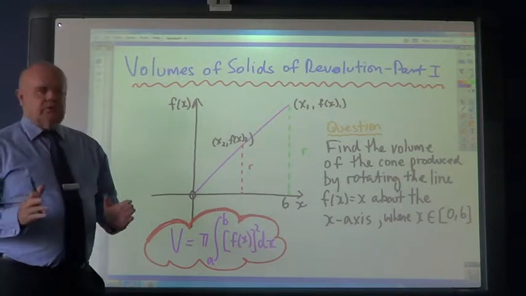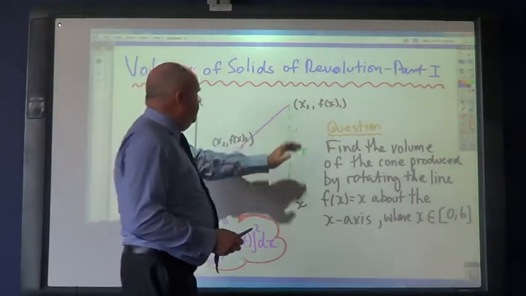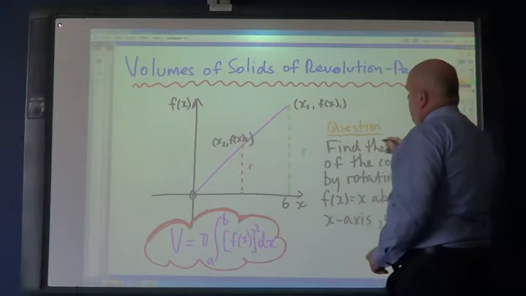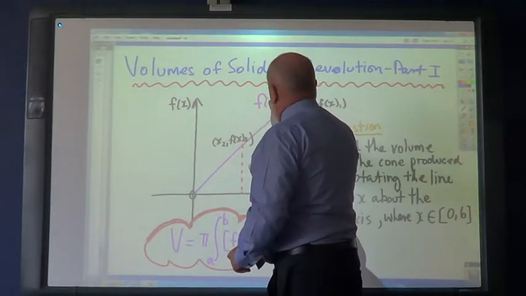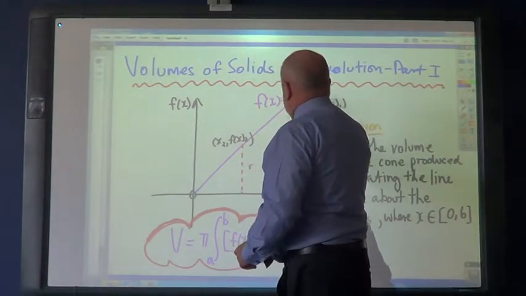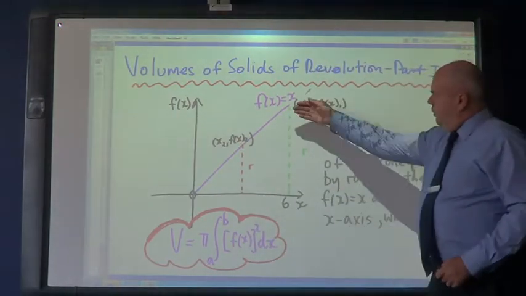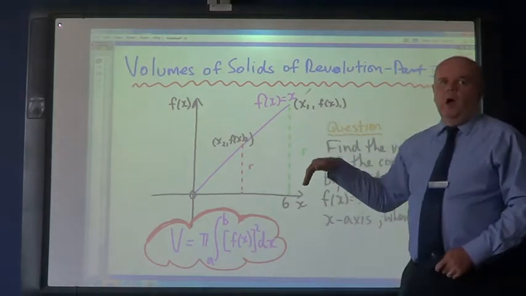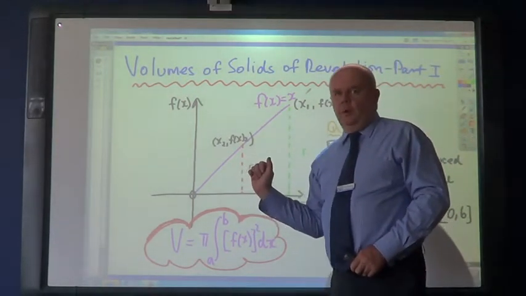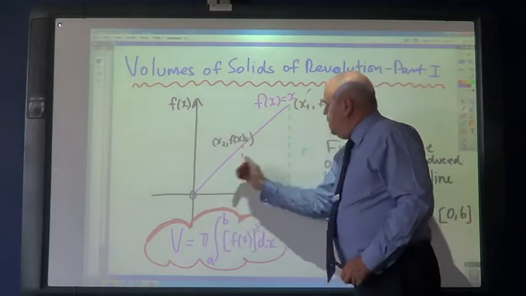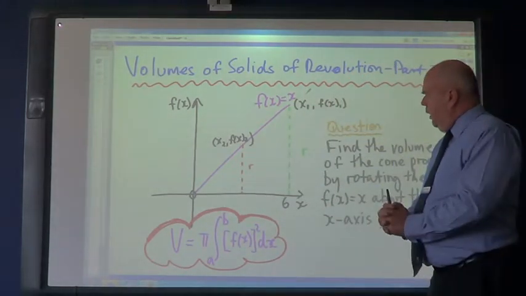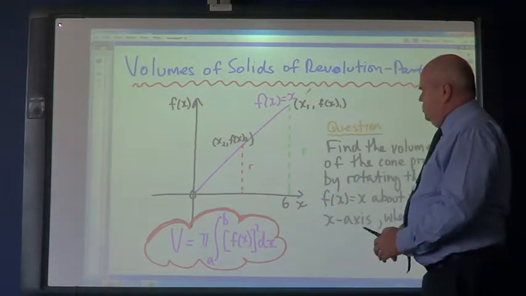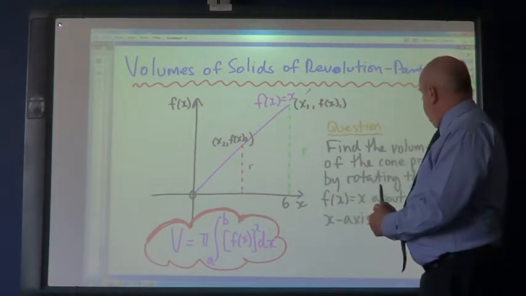So what you can imagine, boys, is this line here, which I forgot to tell you might resemble f(x) equals x, so y equals x in the old language. If I was to rotate that line around the x-axis and come back to the starting point, I would map out a cone, wouldn't I? A cone, okay? So you can easily do that by rotating a straight line around the x-axis. So that's what's going on here.